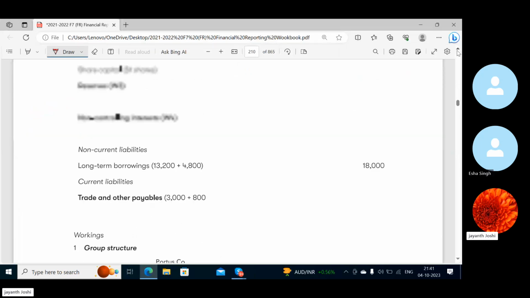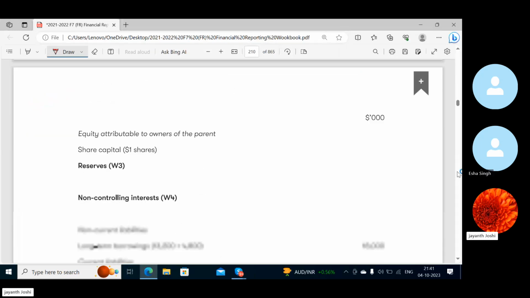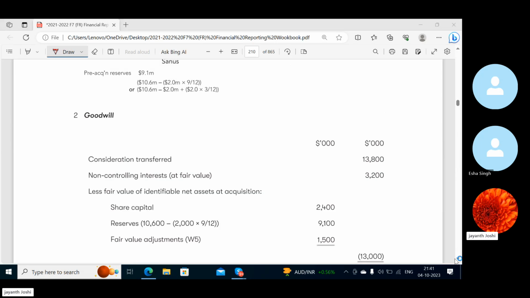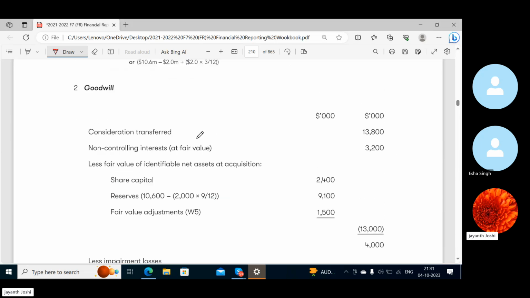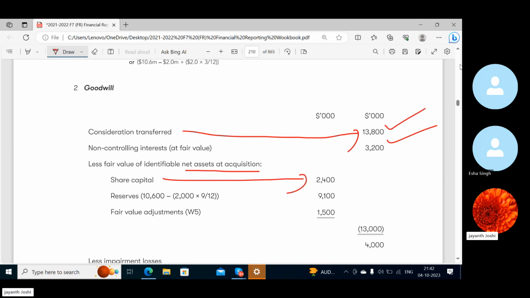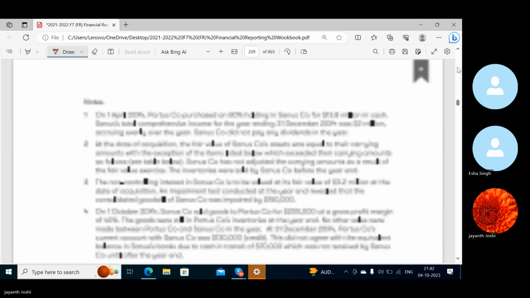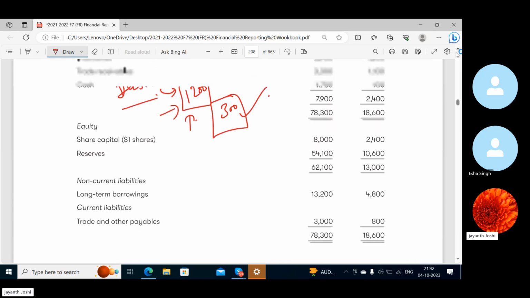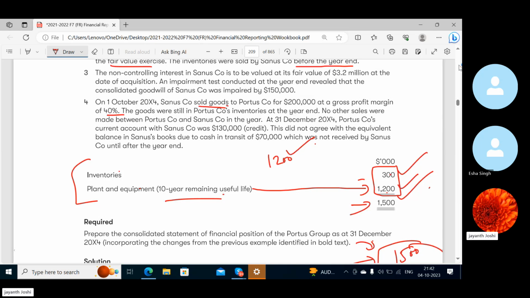The goodwill calculation we will do. I think it's given. This is the consideration transferred. Already we have done this goodwill calculation in the past. NCI at fair value is 3200, given in the question. Then the fair value of identifiable net assets at acquisition. Share capital is 2400. You already know that the share capital of the subsidiary is 2400 when the company was acquired.